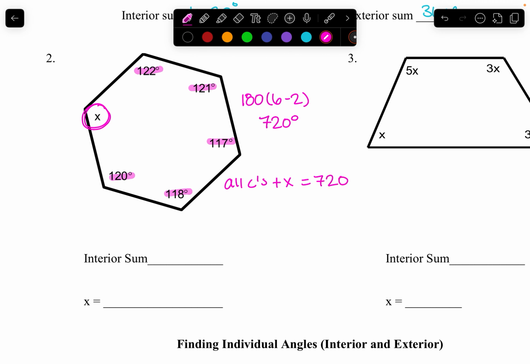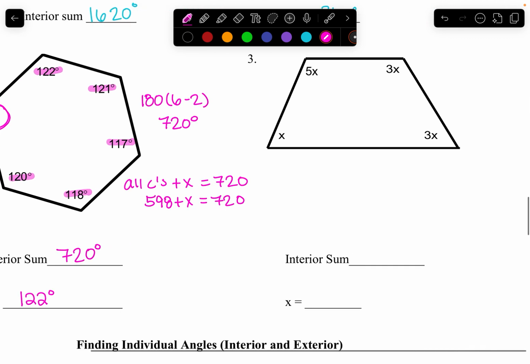I don't really want to add all those up on my paper. I have a calculator right next to me. 122 plus 121 plus 117 plus 118 plus 120 gets me 598, plus x equals 720. And then I can do 720 minus 598, and I get that x will be 122 degrees. And I got that my interior sum was 720.